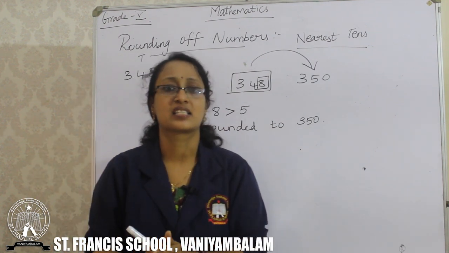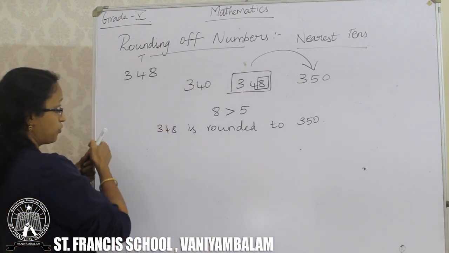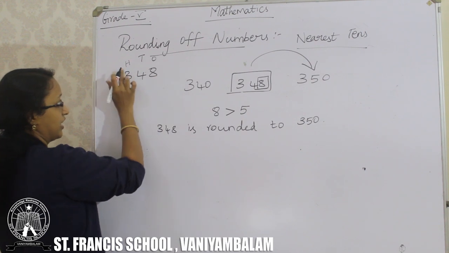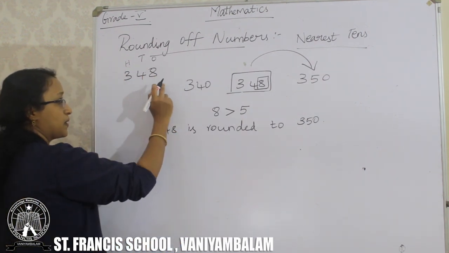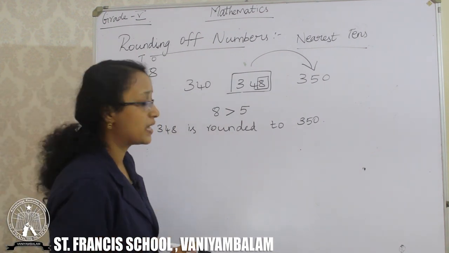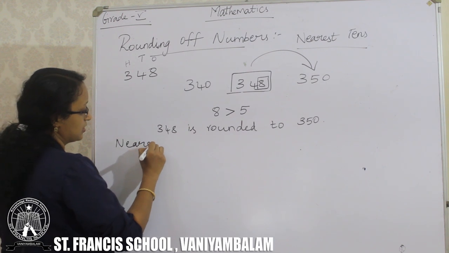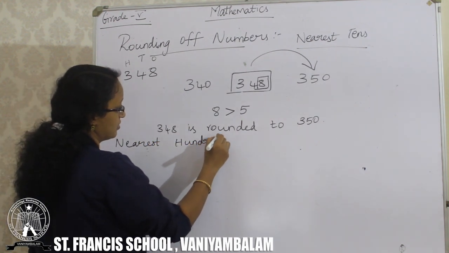Got it? Next, we are going to study nearest hundreds. So the same problem, I am going to round off to the nearest hundreds. This is your hundreds place. This 3 is in the hundreds place, 4 is in the tens place, and 8 is in the ones place. So I am going to round it off to the nearest hundreds. So how will you round it off to the nearest hundreds?